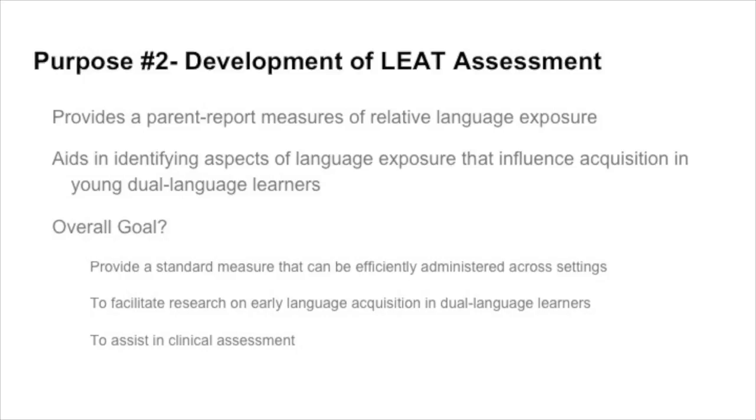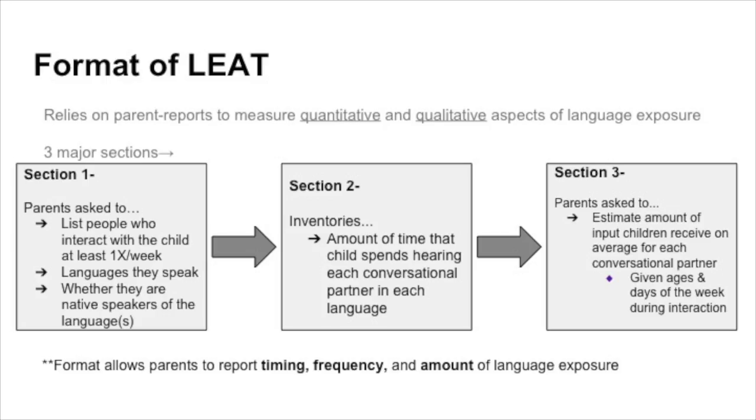It yields an automatic calculation of relative language exposure and captures qualitative aspects of early language experience. The LEAT is structured into 3 major sections as shown in this diagram, portraying questions for the parents to answer. The format allows parents to report timing, frequency, and the amount of language exposure.